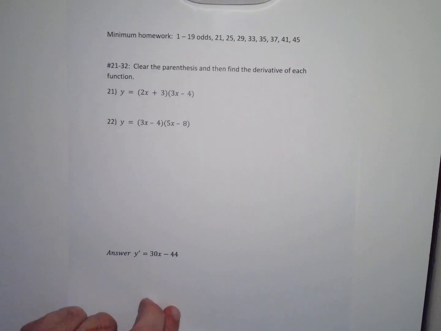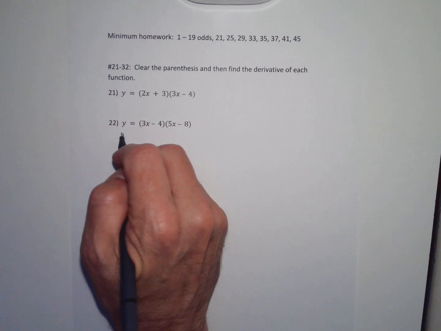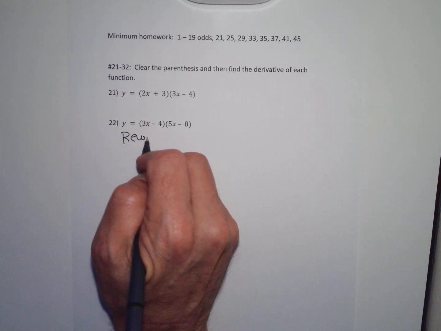At this point in our class, we don't know how to do derivatives if there's multiplication, so I need to get rid of the multiplication. In section 2.2, we learn how to find a derivative without getting rid of the multiplication. But in problem 22, I'm going to need to rewrite this problem by foiling.